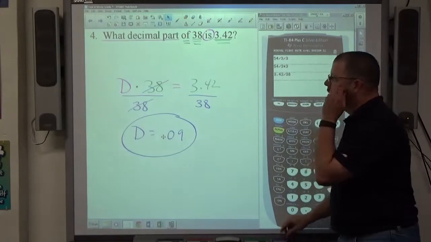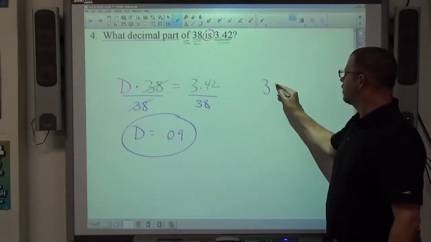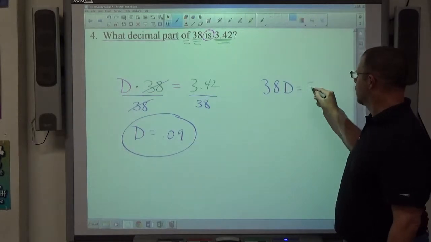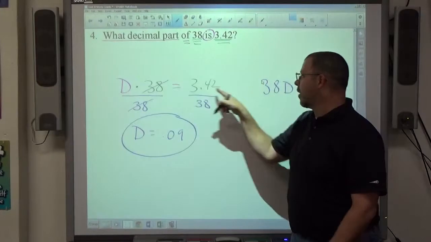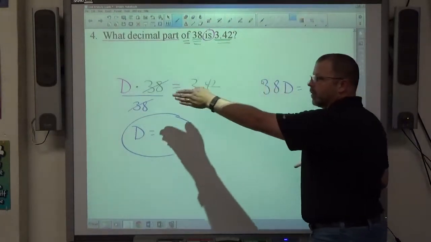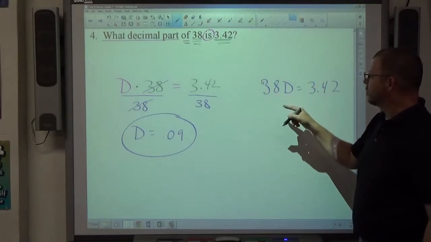In your homework, some of you have been trying to get rid of the decimals on these, which is fine. You can do that if you want. Let's say we did want to do that. 38D is equal to 3.42 is our actual problem. If I'm going to get rid of decimals, I'm going to write this prettier. So 38D is prettier than D times 38. This has 2 decimals. This has 0 decimals.